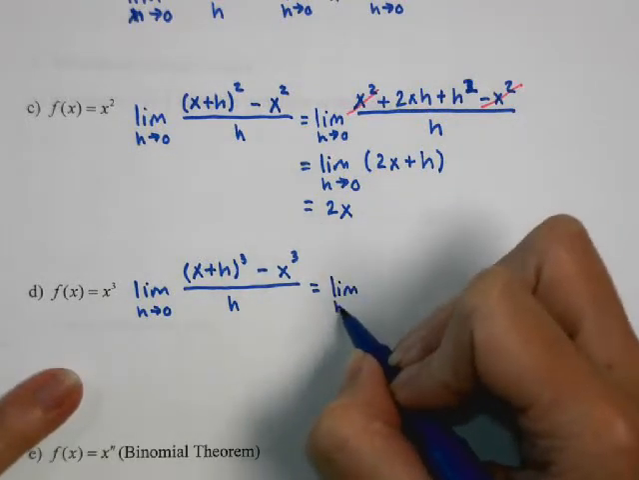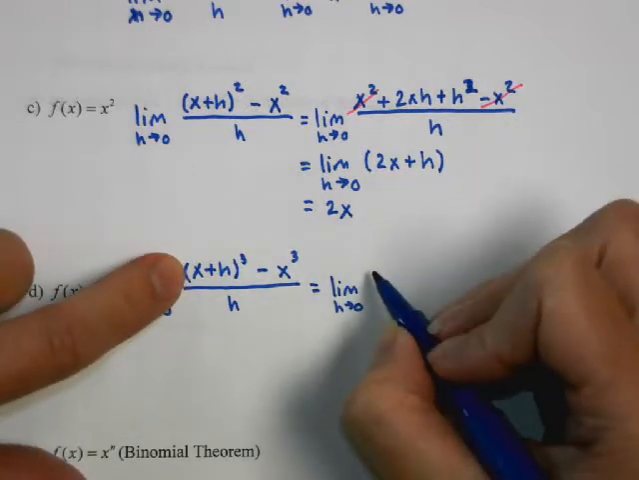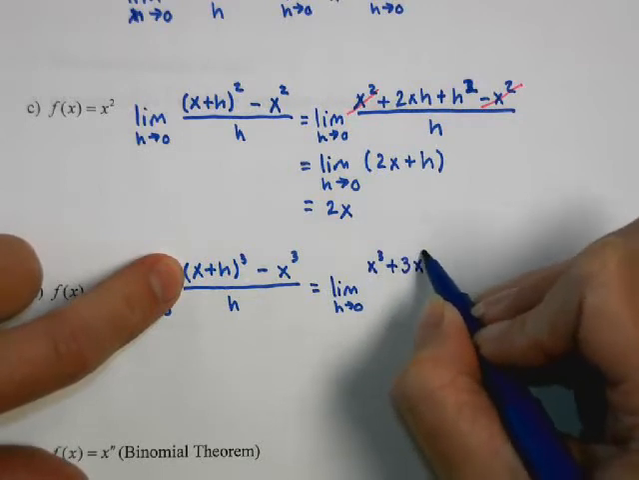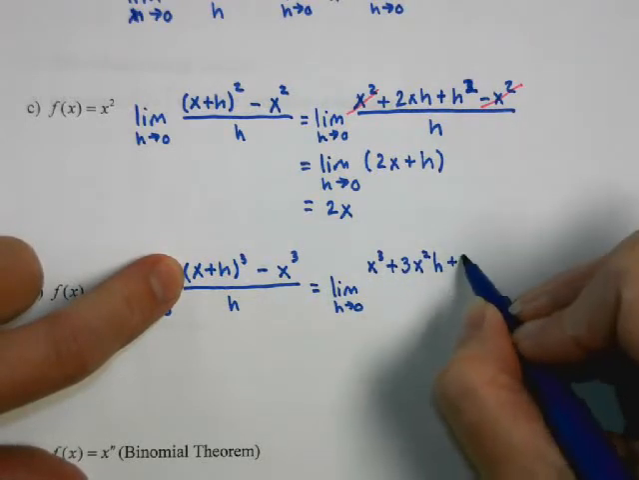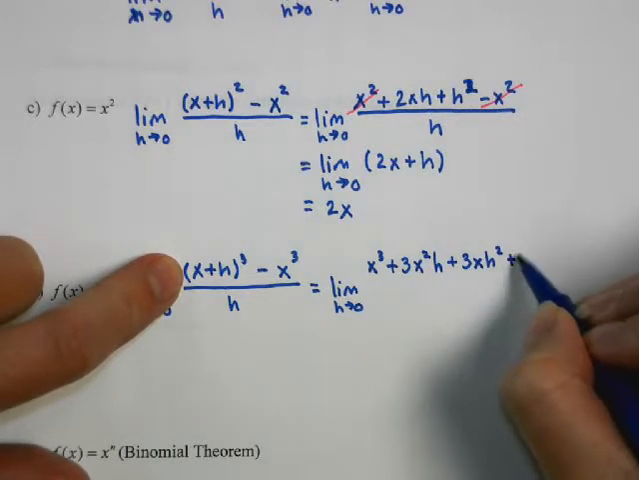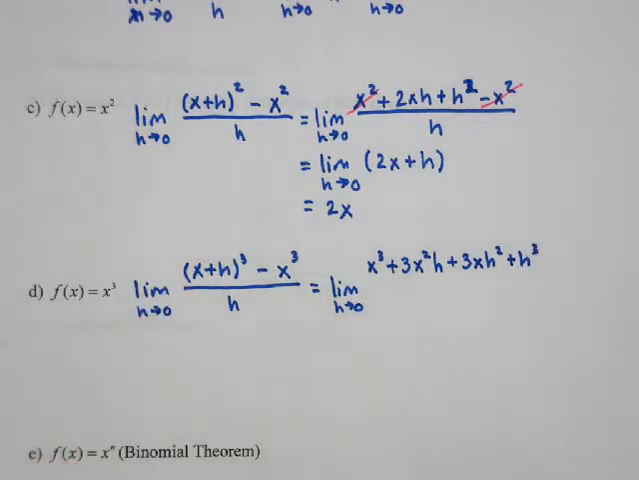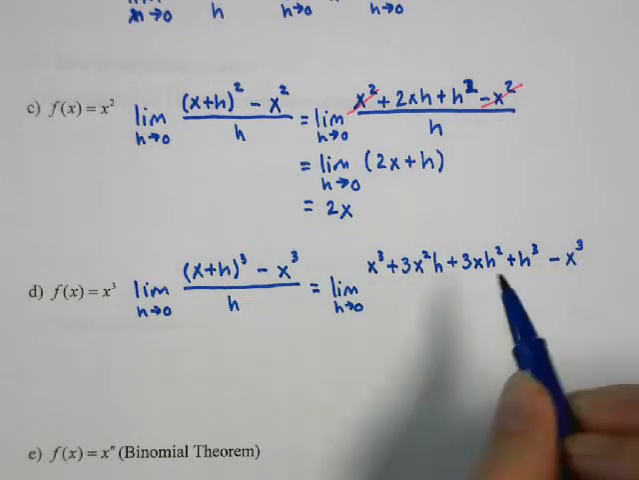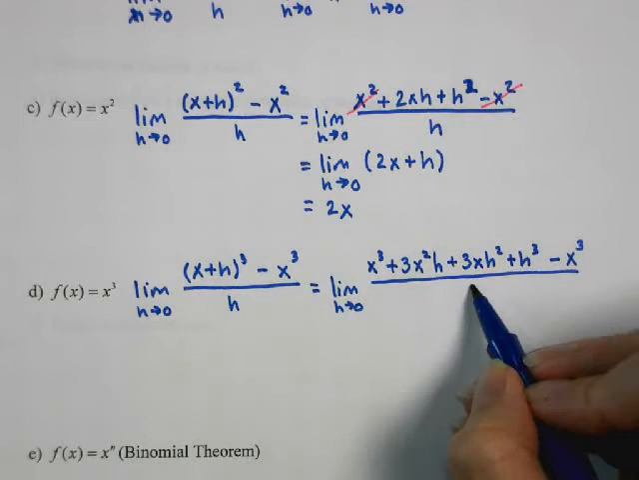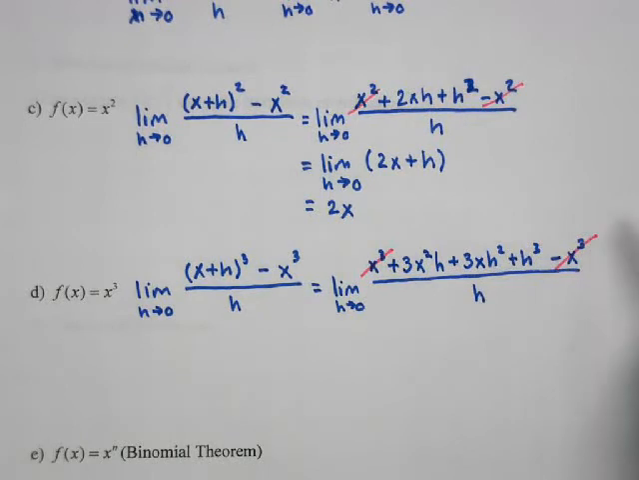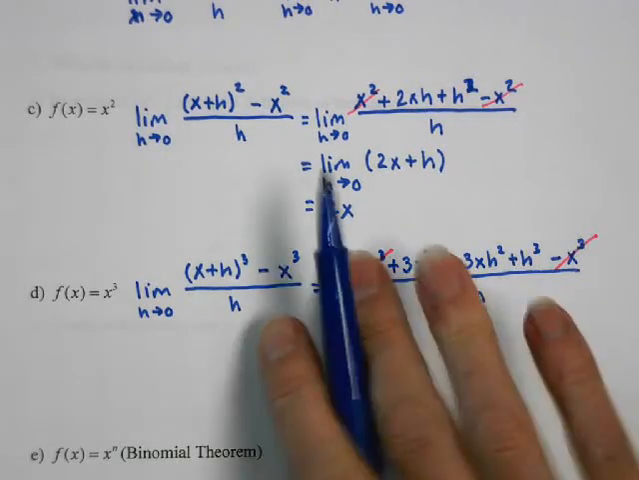So this is going to be the limit as h goes to 0 of x cubed plus 3x squared h plus 3xh squared plus h cubed minus x cubed all over h. Well, again, and this is going to happen every single time, that first thing is going to get taken out. Everything that's left is going to have an h.